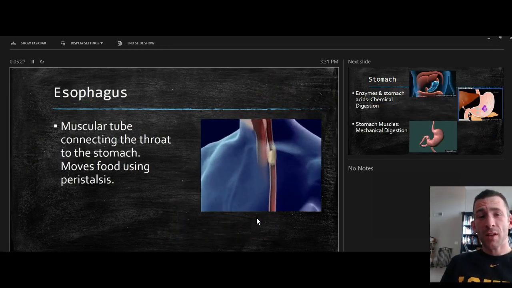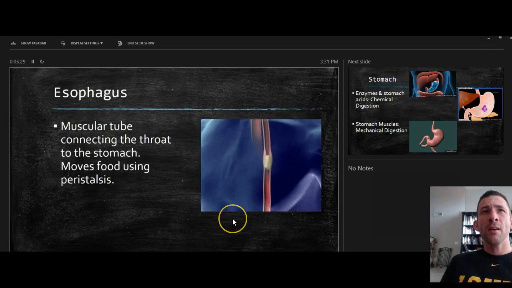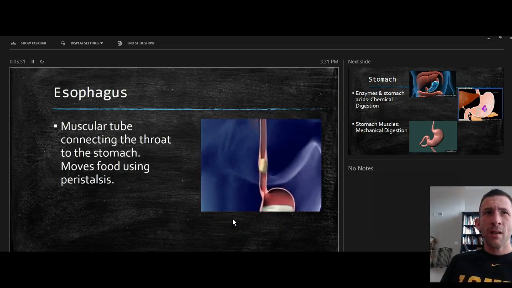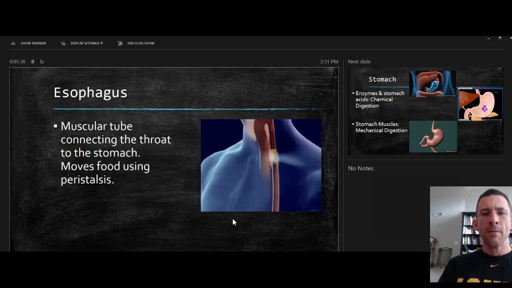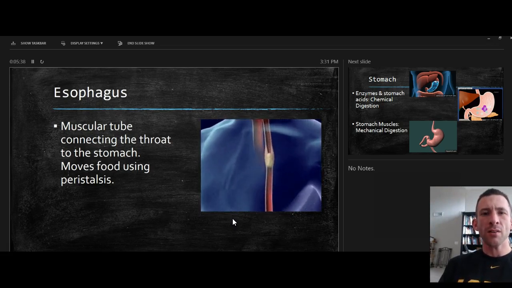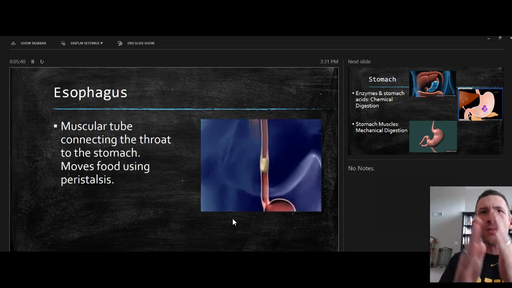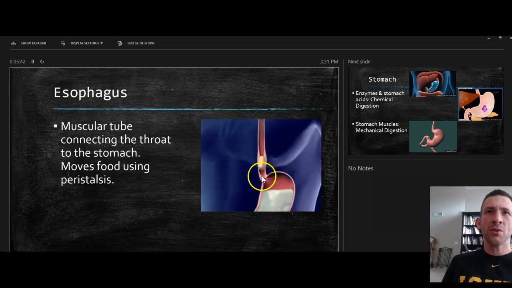The esophagus is the next one. Now, this is a muscular tube connecting the throat to the stomach, and it moves things using the smooth muscles and through a process called peristalsis. And basically, if you can see in the animation here, it squeezes and pushes it down.